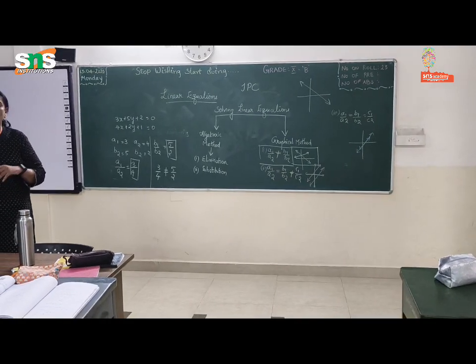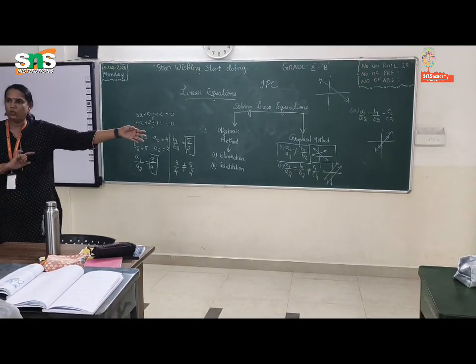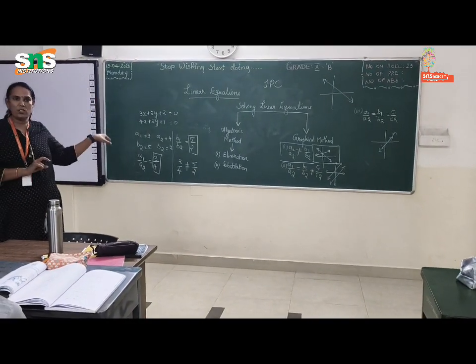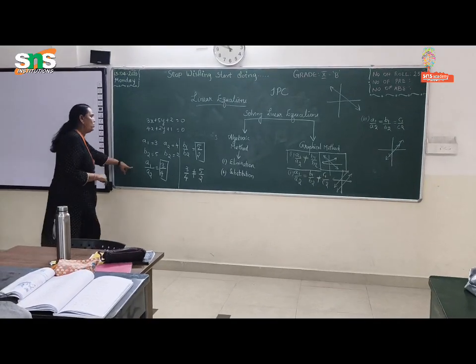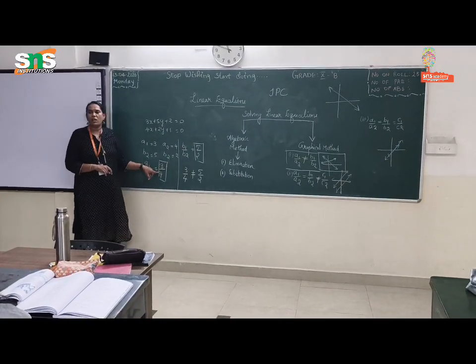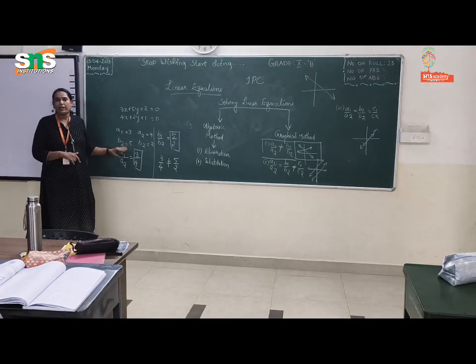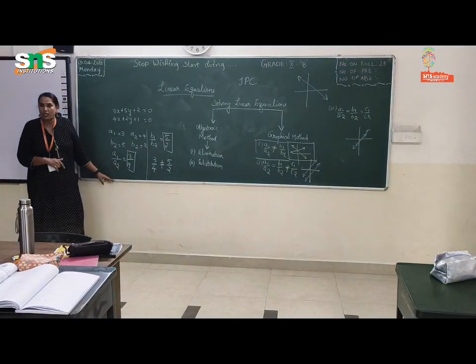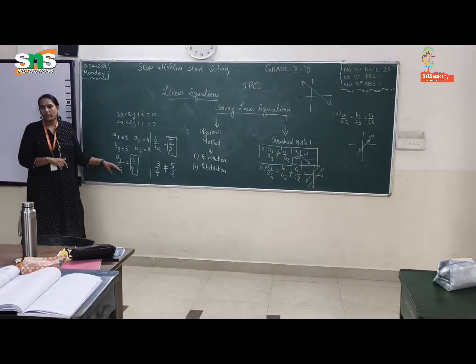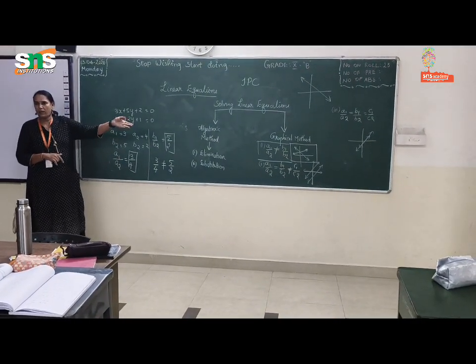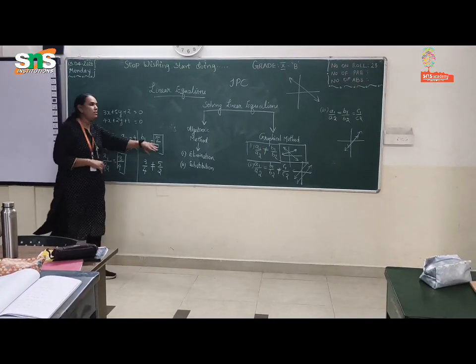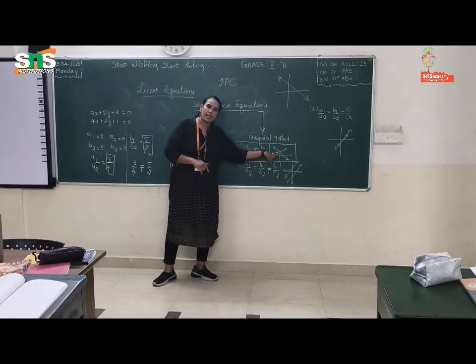Then do you want to worry about c1 by c2? No need. Just only one check. You are checking a1 by a2 and b1 by b2. They are not equal. That's it. We write directly: the lines are intersecting. Suppose you are choosing the graphical method, there also you will get intersecting lines only.